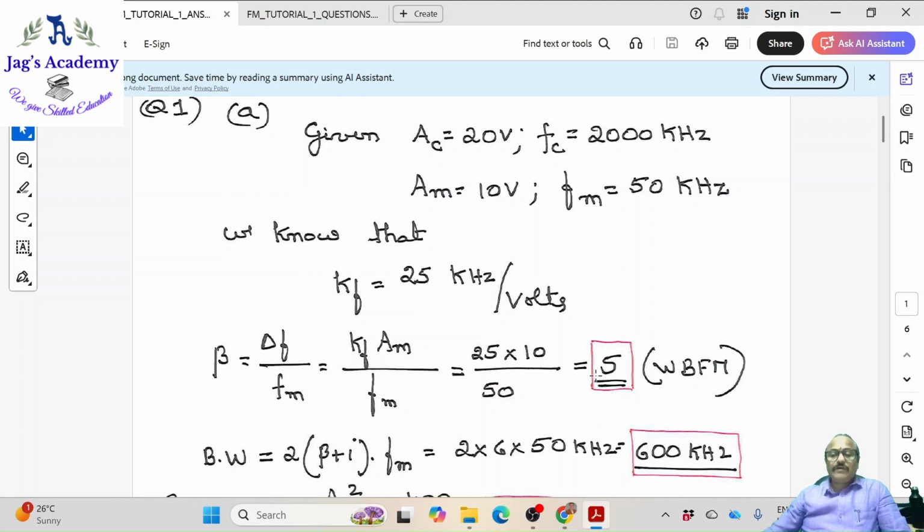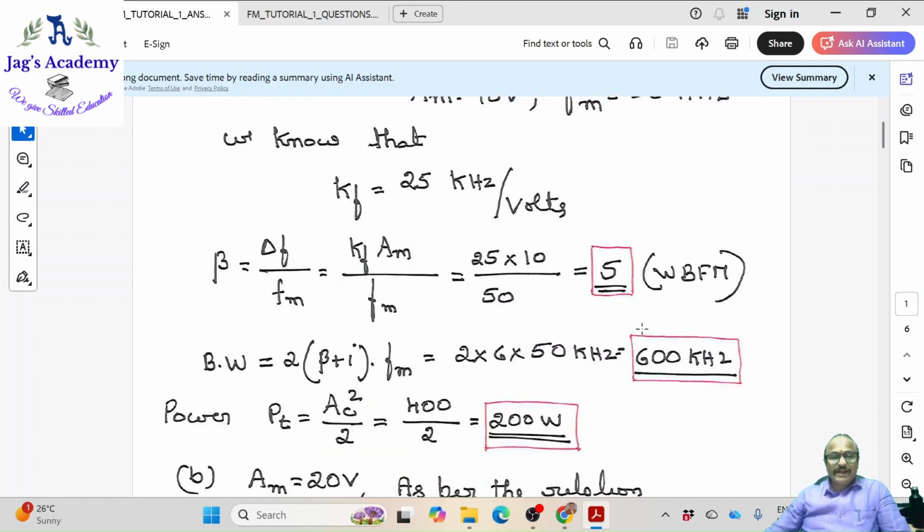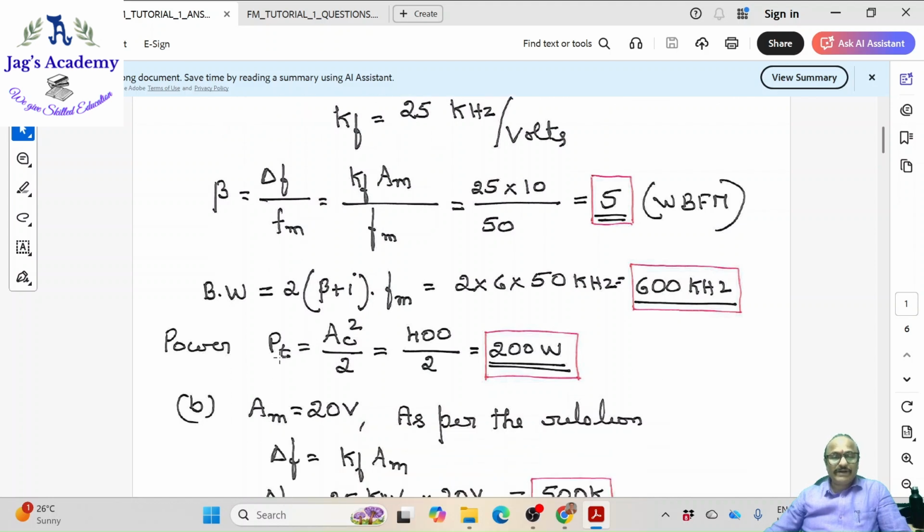Anything above beta value 1, right? We call that frequency modulation a wideband frequency modulation. Similarly, the bandwidth is equal to 2 times (beta plus 1) Fm. It is actually 2 times delta F plus Fm. Same thing can be written in terms of beta and Fm. So it is 2 into (beta plus 1), which is 6, into Fm, you are going to get 600 kilohertz.